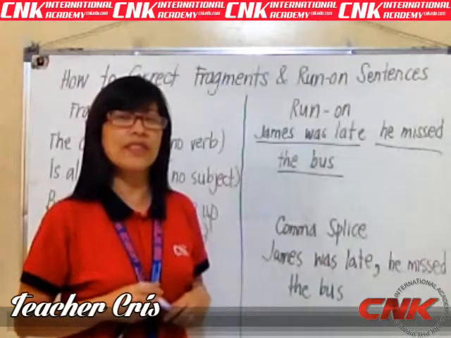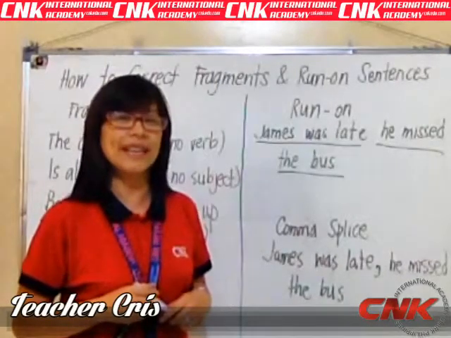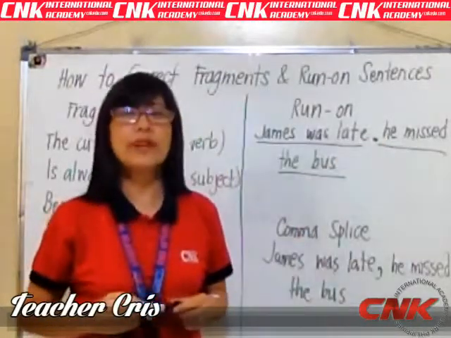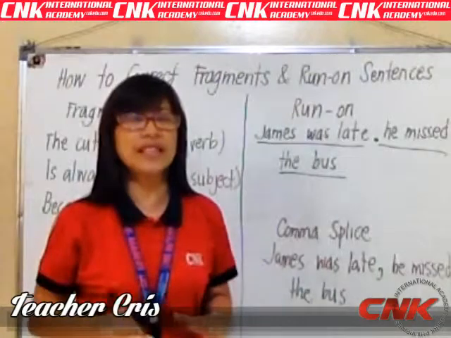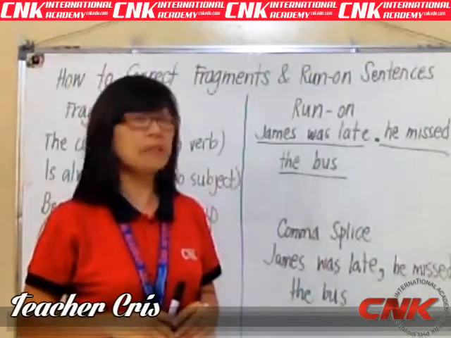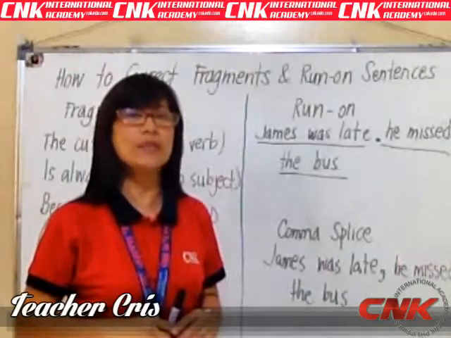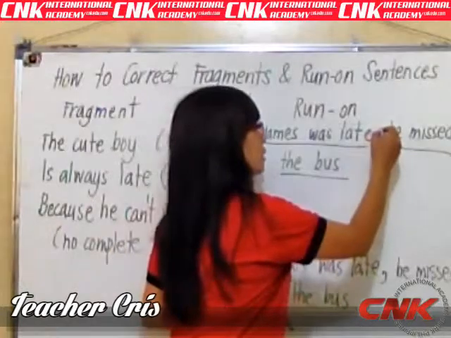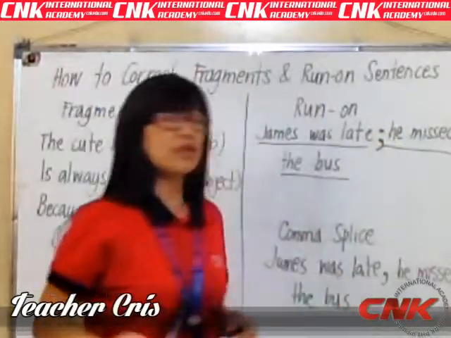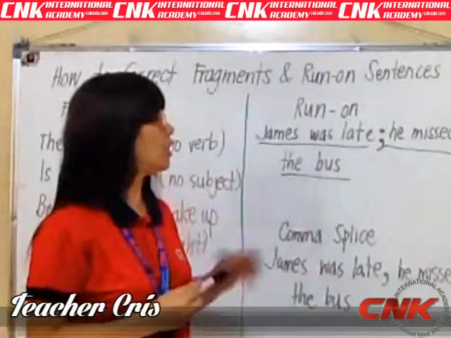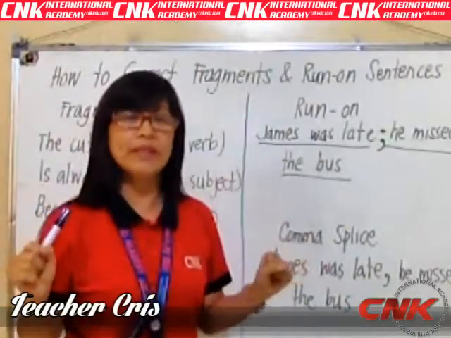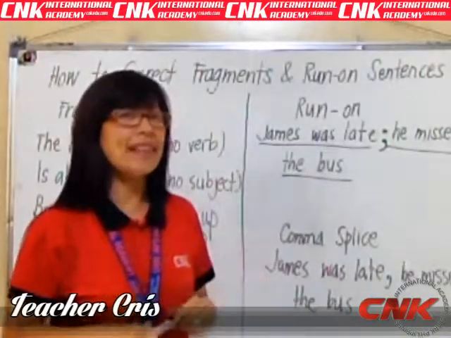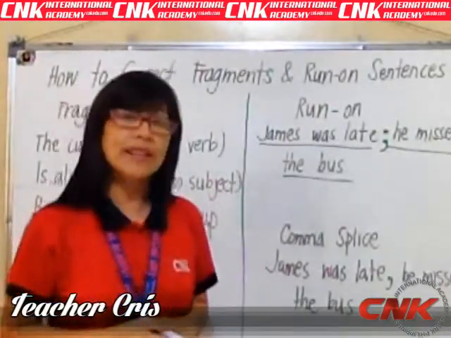There are three ways to fix a run-on sentence. First one is simply by separating the two sentences as individual sentences. So meaning to say, let's just make two simple sentences. And that is one way to correct it. Okay, another is using a semicolon. Do you know what a semicolon is? A semicolon will separate the two sentences, and it will be grammatically correct. That is another way.